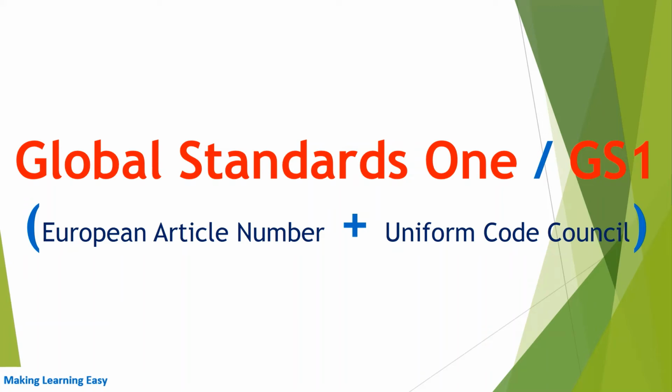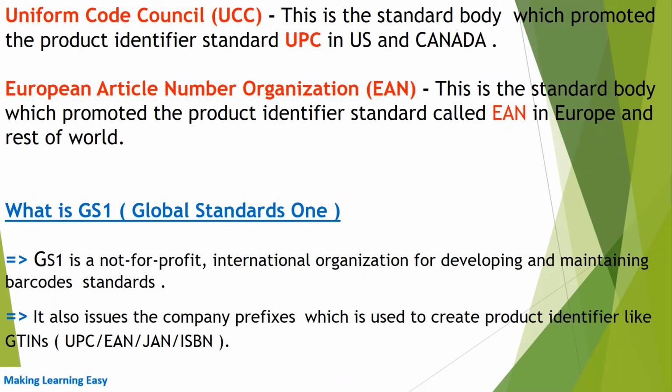In this session, we are going to discuss Global Standards 1. In short, it is GS1. Let's see what is UCC, Uniform Code Council. It is the standard body which promoted the Product Identifier Standard UPC in US and Canada.